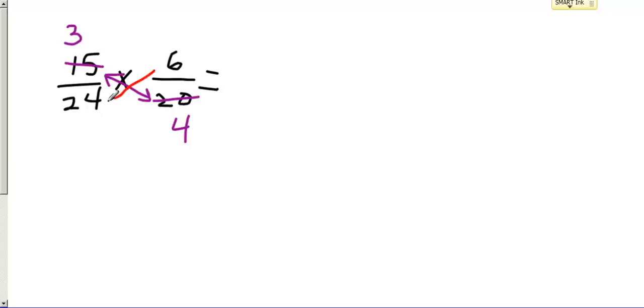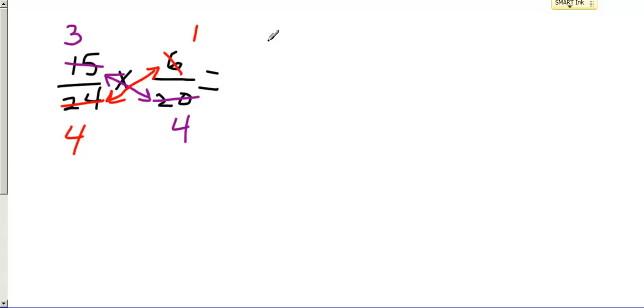Then I look diagonal this way. Do these numbers share a factor? They share lots of factors, actually. They share the factor of 2. They share the factor of 3. But they also share the factor of 6. So I'm going to take the greatest common factor and use that. So I'm going to use 6. 6 divided by 6 is 1. 24 divided by 6 is 4.